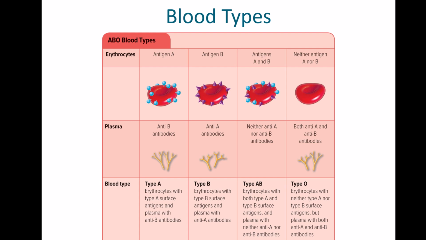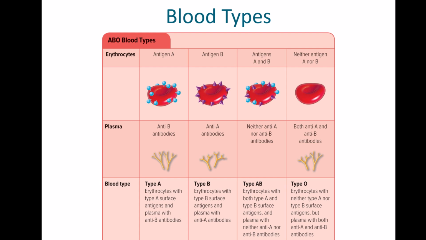Now let's look at the plasma row. As you can see, type A has anti-B antibodies, type B has anti-A antibodies, and type AB, neither anti-A nor anti-B antibodies are present. And for type O, both anti-A and anti-B antibodies. The antibodies are illustrated as Y-shaped structures.